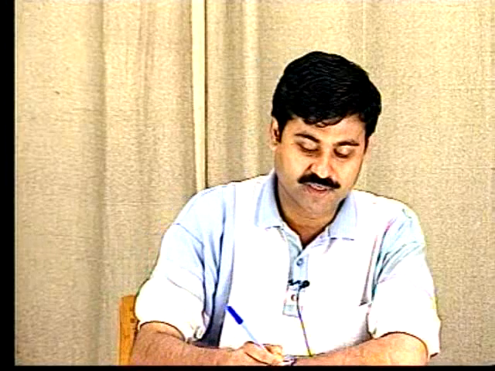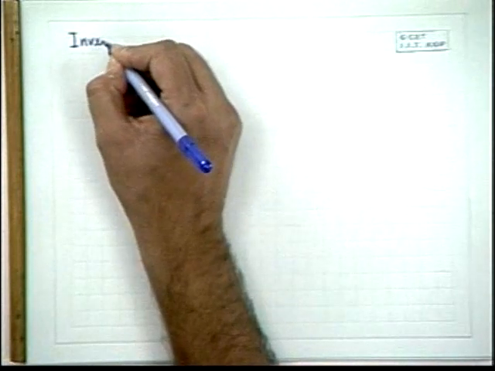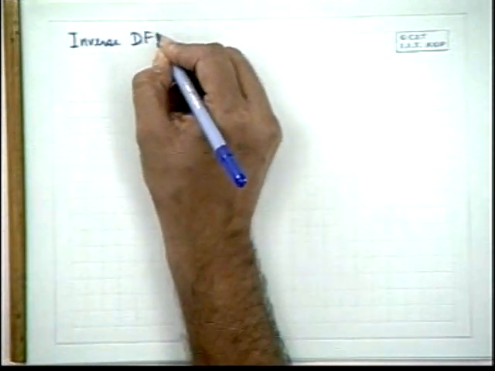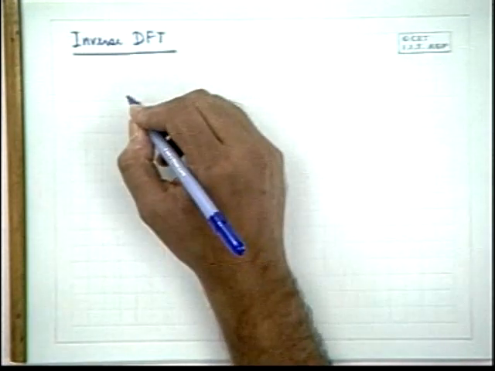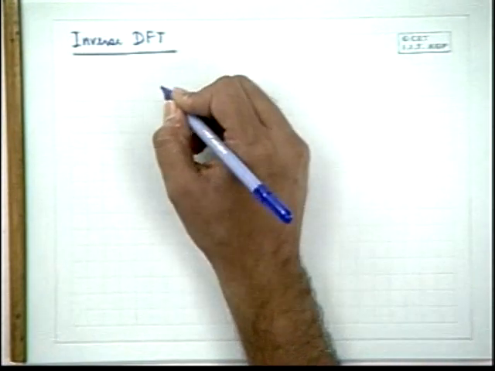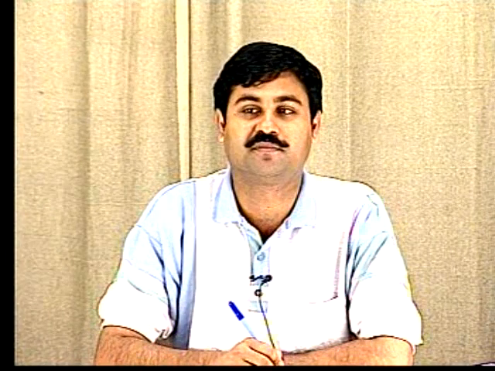Okay, so in this lecture, what we will see is how to compute the inverse of the DFT. We have already seen, given a vector, how to compute the DFT of that vector. Now, suppose you have been given a vector and you want to find out the vector whose DFT is that given vector. So that is the inverse problem.